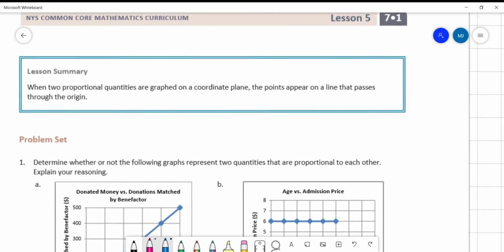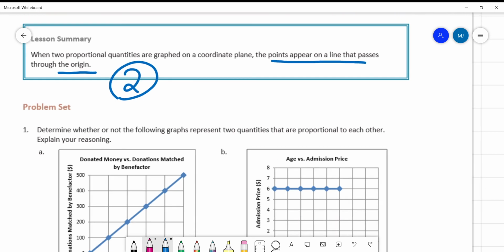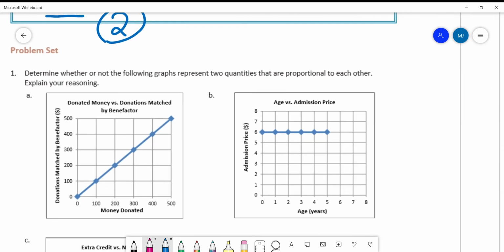We're going to go ahead and look at our lesson summary. So when two proportional quantities are graphed on a coordinate plane, they appear to be on a line that passes through the origin. They have to have those two things in order to be proportional. So let's start looking at our problem set. Today we're going to look at our problem set together. Determine whether or not the graphs represent two quantities that are proportional to each other and explain your reasoning. So we said it has to have two things. It has to be a straight line, has to go through the origin.